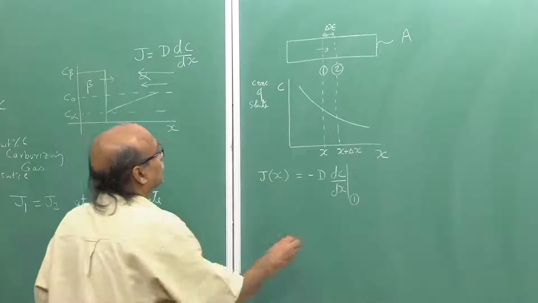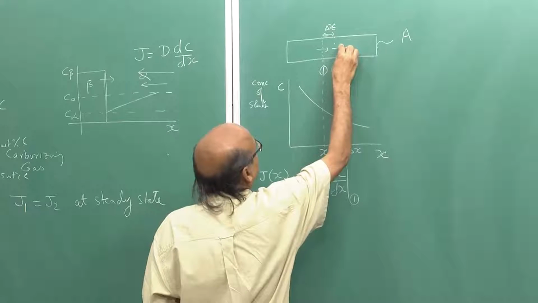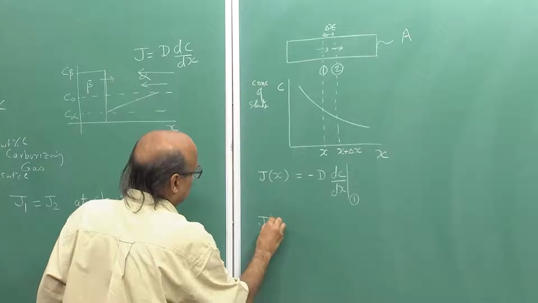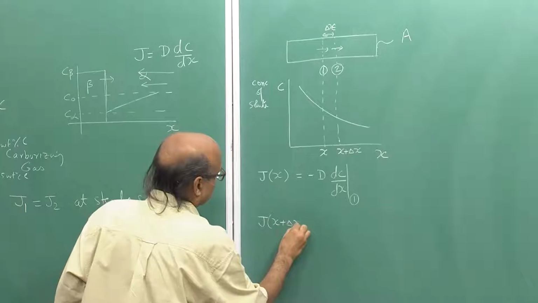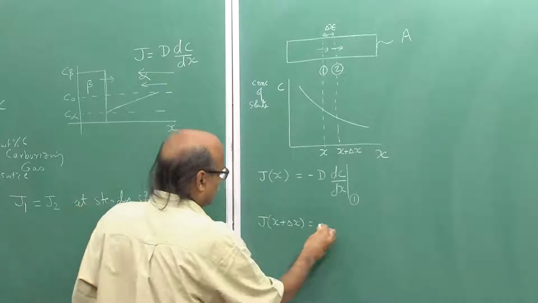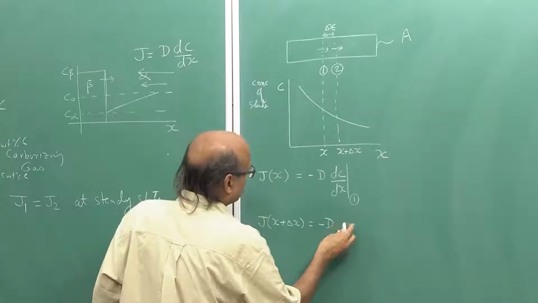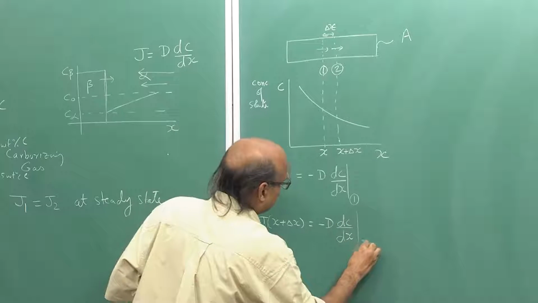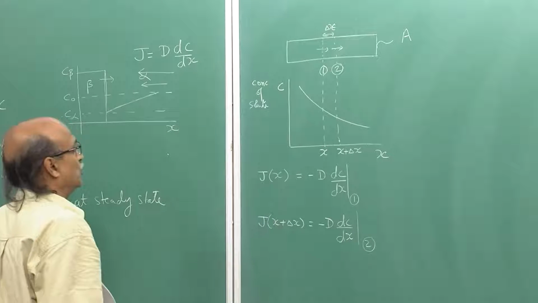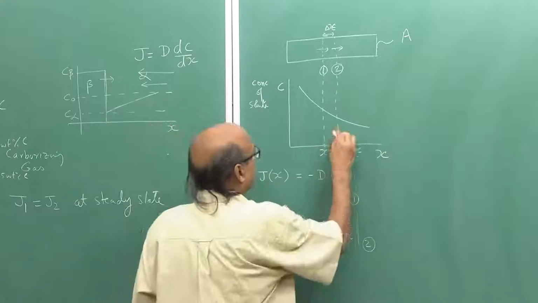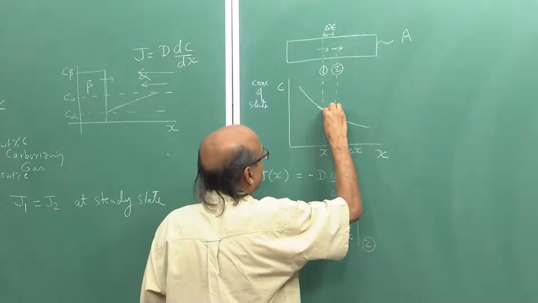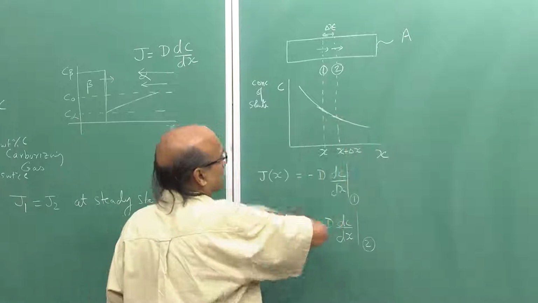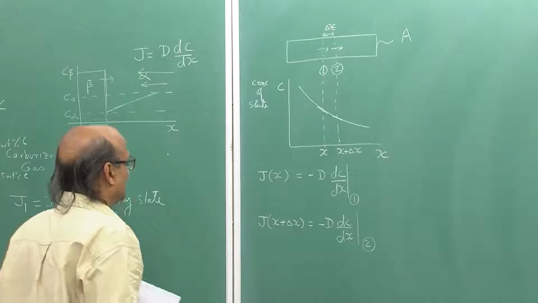Similarly, I can analyze what is the flux of solute atoms across plane 2, that is J at x plus delta x. Well, again from Fick's first law, this is minus D dC by dx at plane 2. So, I have dC by dx, there is a slope given by this line, and a tangent here gives me the slope at plane 2 of the concentration profile.